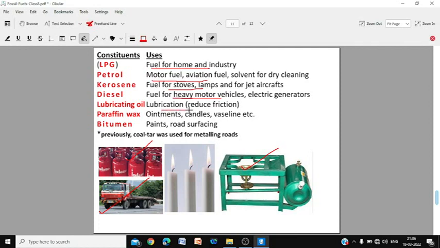Lubricating oil is used for lubrication to reduce friction. Paraffin wax is used for candles. There's a candle and a Vaseline. Bitumen is used for road surfacing. Earlier we were using coal tar, but now we are using bitumen for metalling the roads.